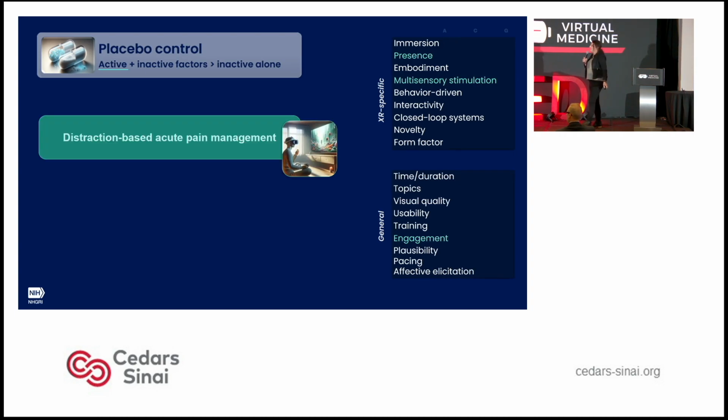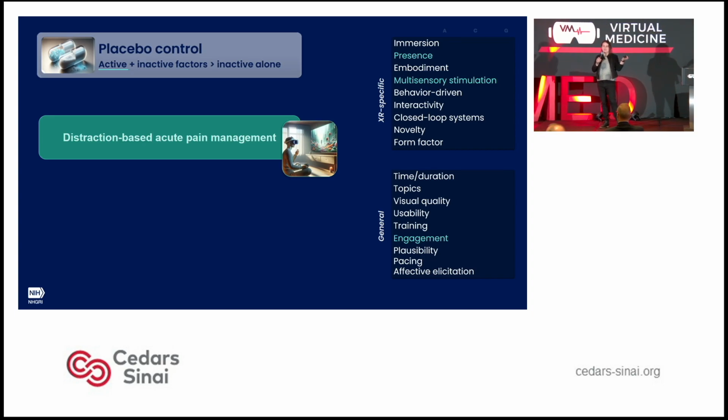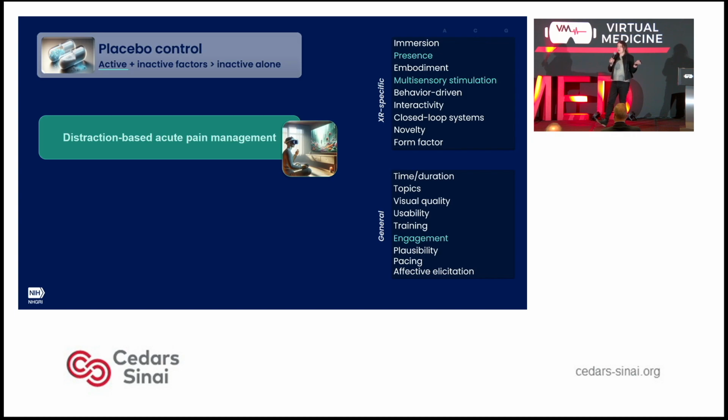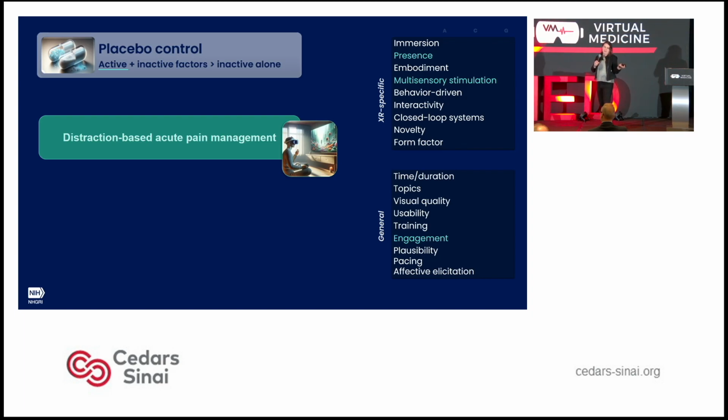And a lot of times people will say, okay, well, can we have a universal comparator, a universal sham VR? And I would say probably no, we can never have that. And that's because when we have an XR intervention, it really matters what's going on in that intervention in terms of what our comparator needs to be. So if we think about our distraction-based acute pain management in XR, we might really think that things like presence and multisensory stimulation, engagement are really driving those effects.